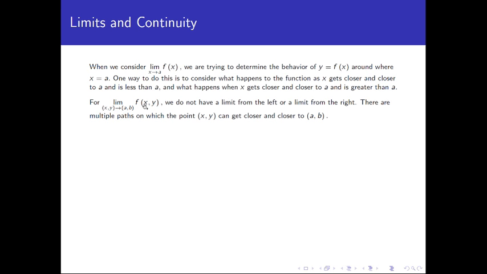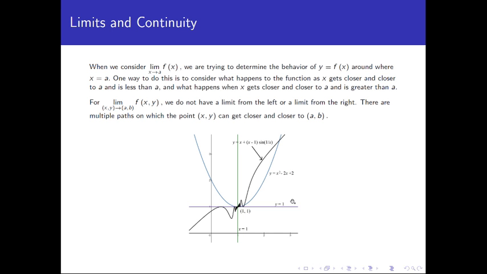However, for a limit of a function of two variables, we no longer have this notion of limit from the left or limit from the right. There are all sorts of different ways that x, y can get closer and closer to a specific point. You've got more latitude because now you're in two dimensions instead of one. So what do I mean by that?